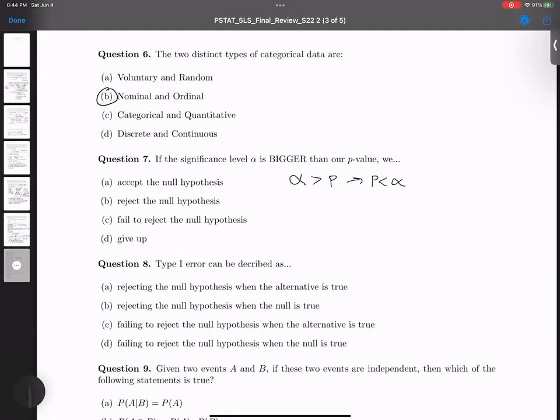There are a lot of hesitant answers. But if P is less than alpha, what does that mean? If we had a left tail test, for example, remember alpha is going to be this cutoff value. So for P to be smaller than alpha, that means our test statistic landed somewhere in the rejection region, because the area to the left of the test statistic is smaller than alpha. So if alpha is bigger than the p-value, we reject the null hypothesis.